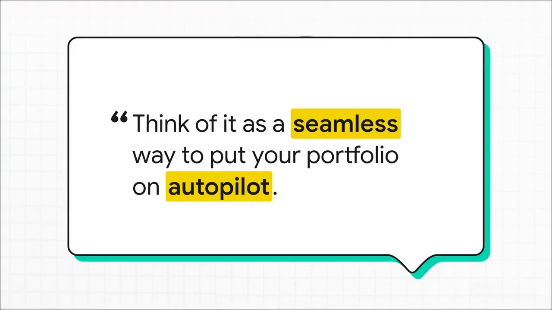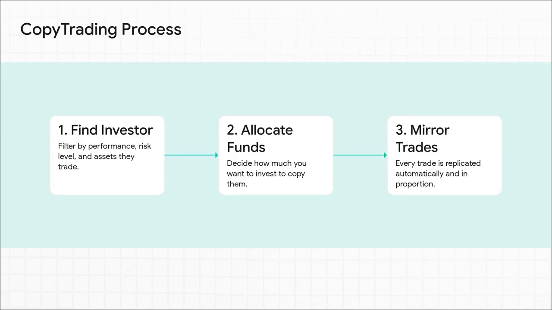Probably the easiest way to get your head around it is to think of it like putting your portfolio on autopilot. But here's the key difference. An experienced pilot, a successful investor that you get to choose, is the one at the controls. The whole process is actually really straightforward. Okay, so step 1, you find an investor you like. You can filter them by their past performance, their risk level, what they trade, all that good stuff.